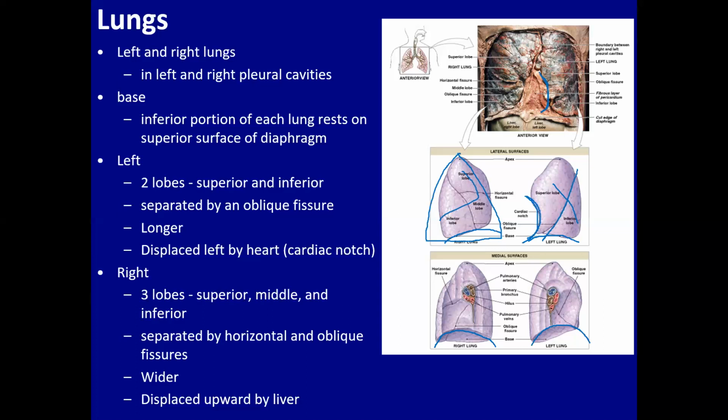The right lung, again, has 3 lobes. It has a horizontal fissure and it has an oblique fissure, and the liver actually pushes it upward. It is wider. So when you think about the bronchus being bigger on the right side, I think you can see why. It has a greater ability to accept more air.